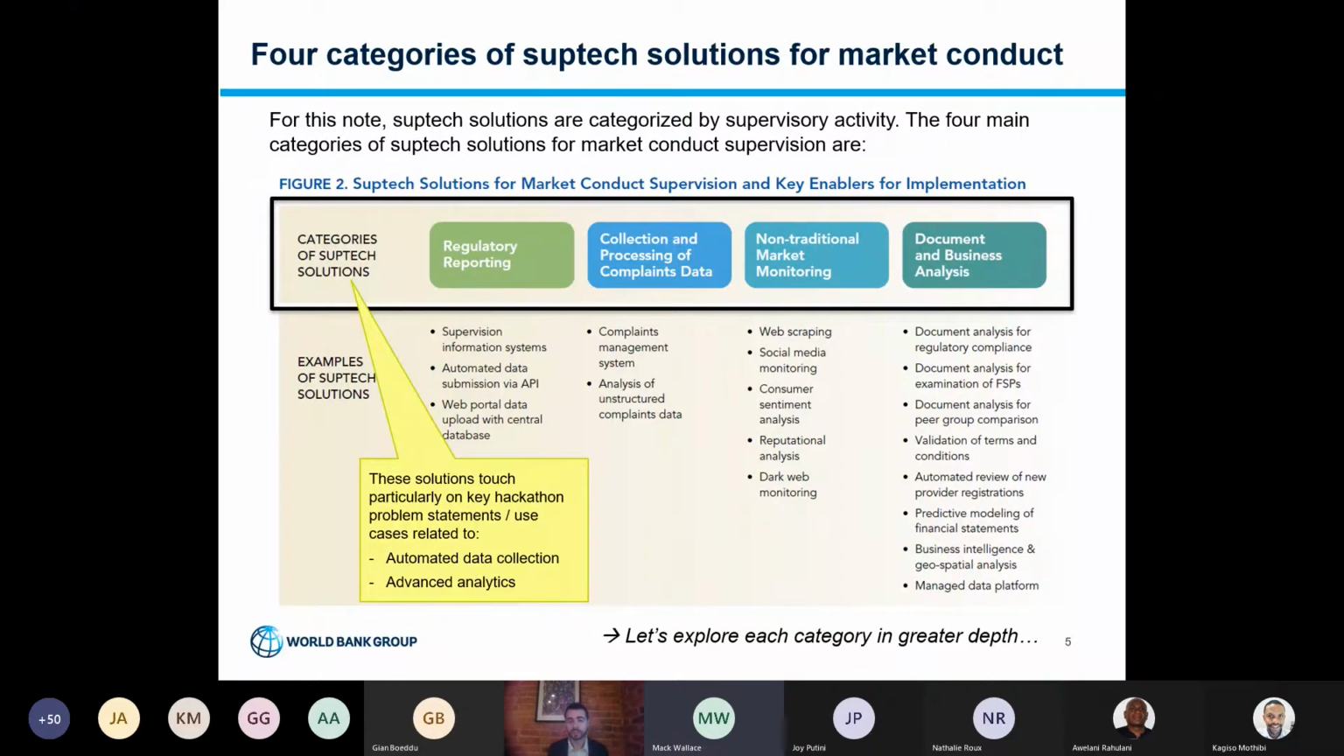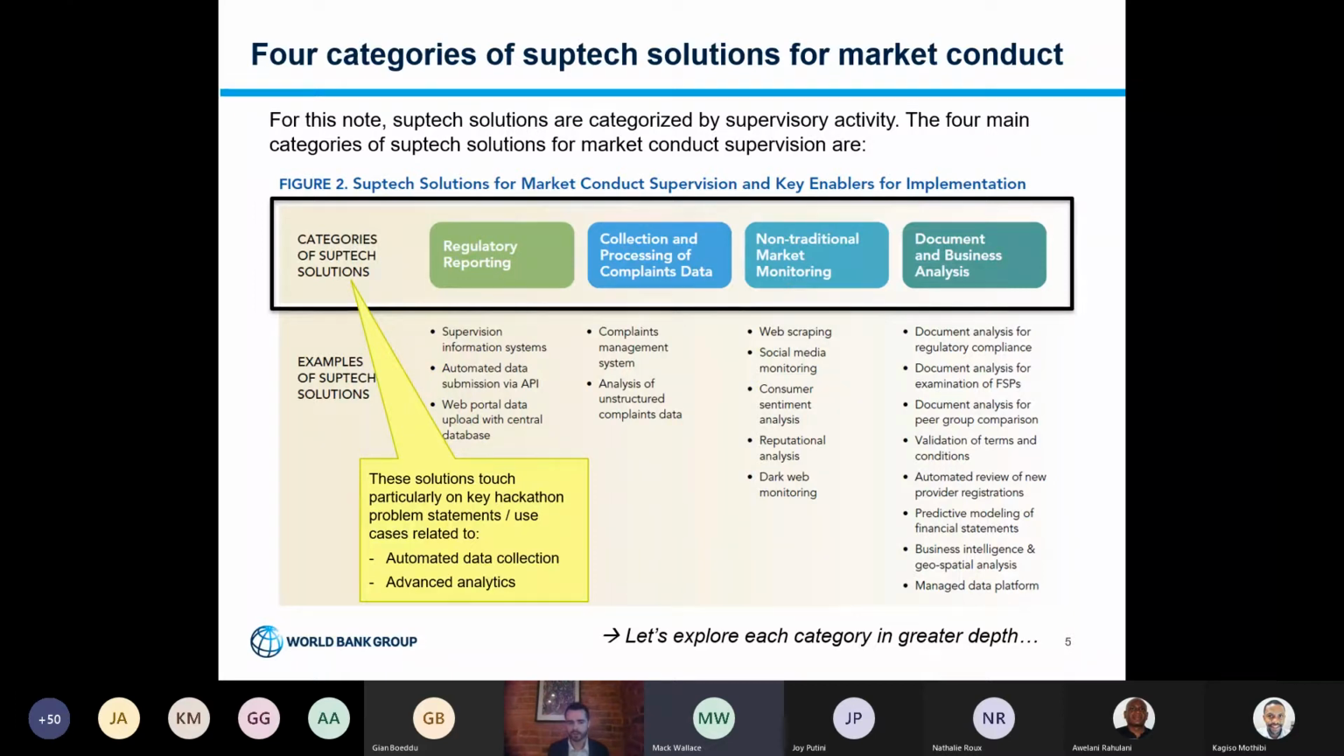Through this research, we identified 4 general categories, each aligning with a key supervisory activity. This list is not meant to be exhaustive, rather indicative, and is meant to be a complement to many of the functionality-based taxonomies that we're currently seeing. And so what these categories are on a high level here from left to right: solutions for regulatory reporting, solutions for the collection and processing of complaints data, solutions for non-traditional market monitoring, and the fourth here is solutions for document and business analysis.